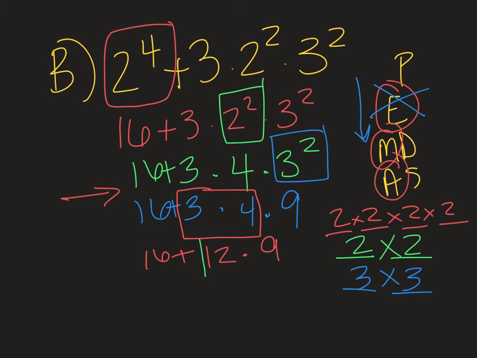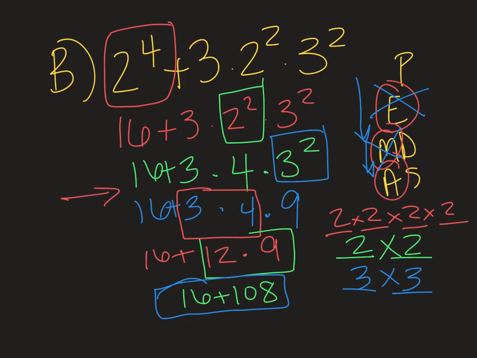Still not done with multiplication. I have to take care of this one. I have to take care of all multiplication before I can move on to adding. 12 times 9 is 108. And then I rewrite everything. Now I'm done with multiplication, so I can move on to adding. And that's actually my last step. So 16 plus 108 equals 124. Which is the answer I was looking for. So B will be my answer because it matches, it is equivalent to the answer we got when we did 16 plus 12 times 9.